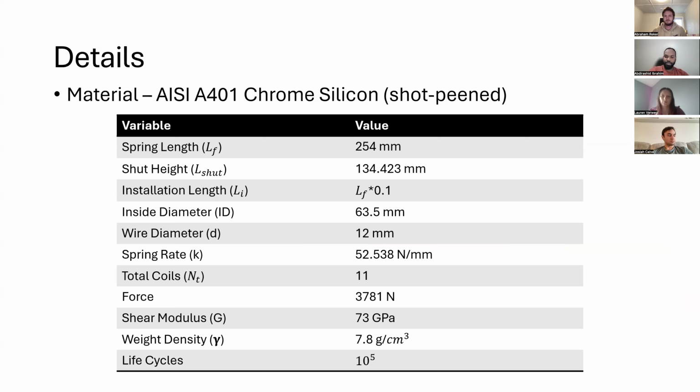The details and the material we chose for this particular project: the main material was chrome silicon. And then we had these sets of constant values that we were looking at: the spring length, shut height, installation length, inside diameter, wire diameter, spring rate, and force. For the force, we were able to do a few iterations, where at some point we did the calculations for it, and at another point we kept it constant and saw how it changes.